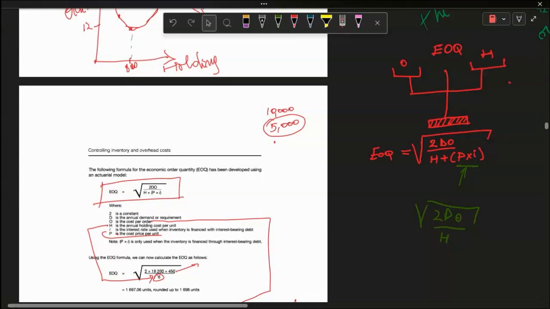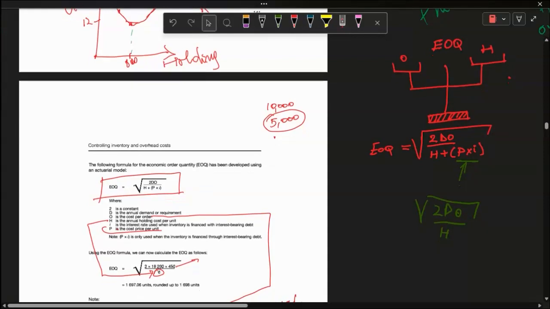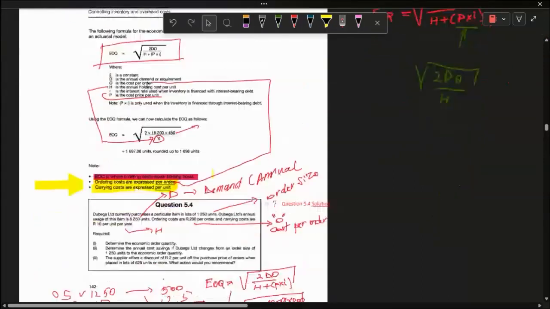The holding cost is a cost per unit. The ordering cost is a cost per order. How much is being ordered in one go? That's basically what it's all about. So now let's see how many units. It provides us exactly how many units.